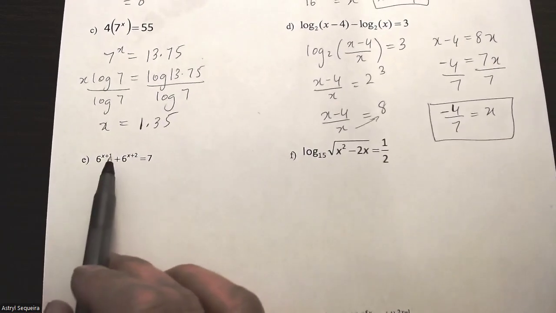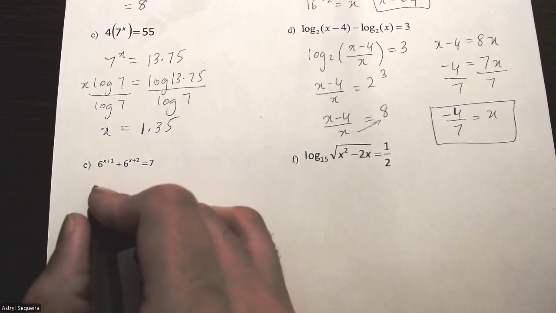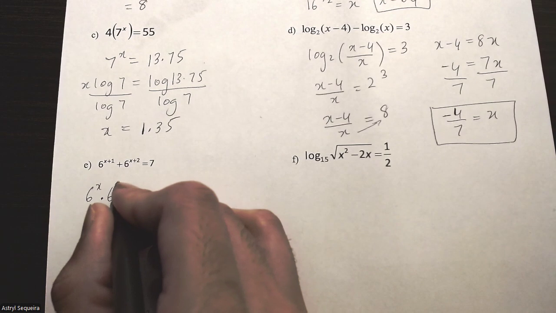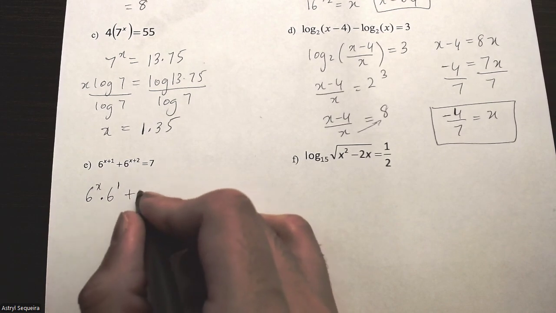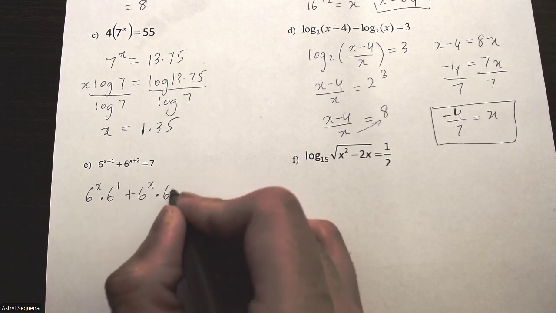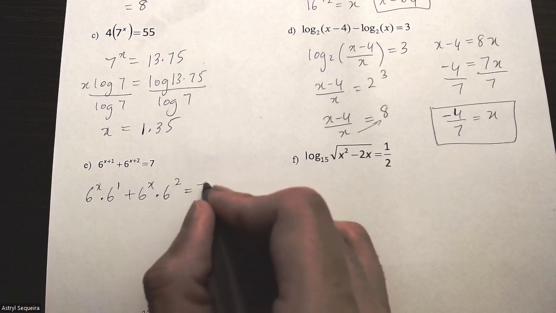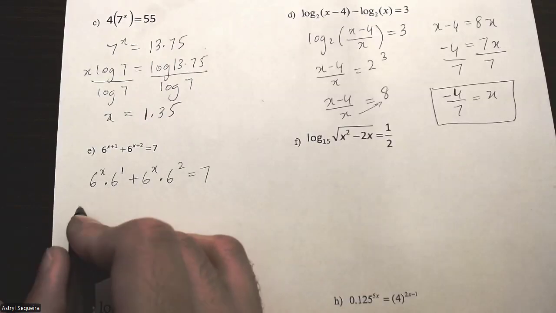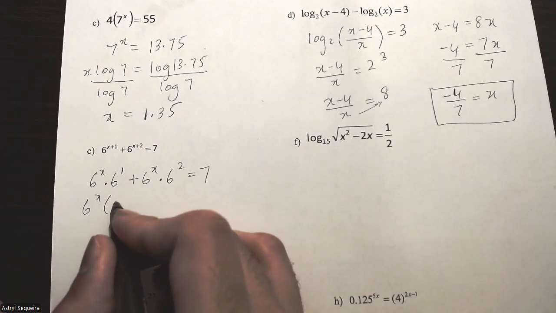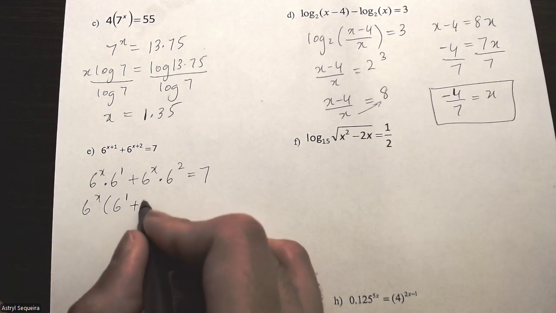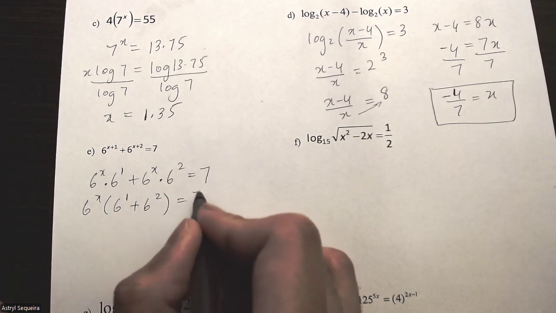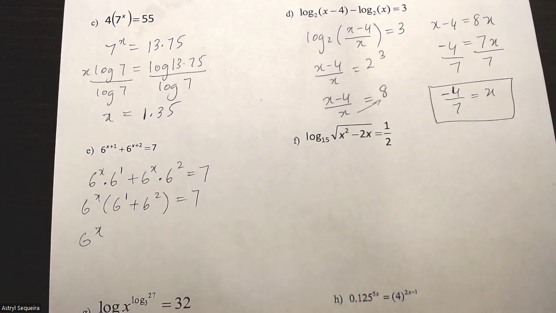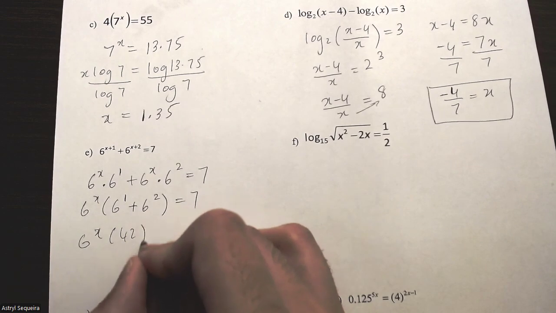This next one here, I have pluses in my exponent, so I'll actually start by splitting into 6 to the x times 6 to the 1 plus 6 to the x times 6 to the 2 equals 7. I just split that up using my rules of exponents. Then I'm going to common factor out a 6 to the x. I'm just left with 6 to the 1 plus 6 to the 2. Then I'll do this in my calculator. That's just 42.